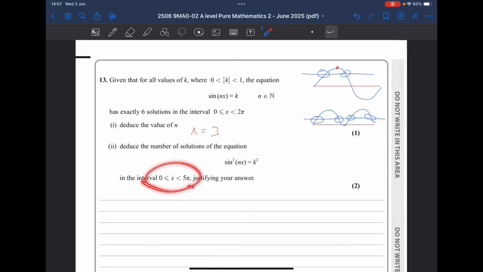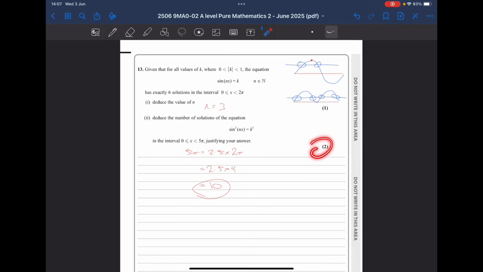How many 2 pi's do we have? I have 2.5 2 pi's. So 5 pi is 2.5 times 2 pi. Each 2 pi gets me 4. So it's going to be 2.5 times 4, which is going to be 10 altogether. Looks good to me. These are quite fiddly, only little ones.